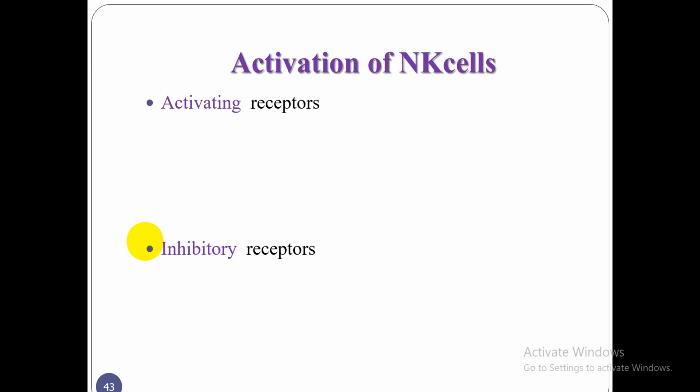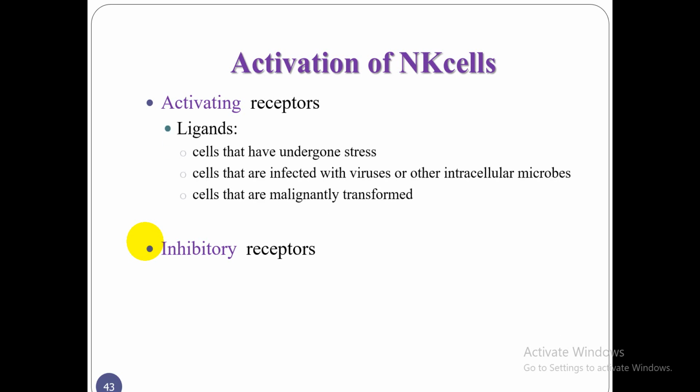NK cells have two types of receptors: activating receptors and inhibitory receptors. Activating receptors can recognize the cells that have undergone stress, the cells that are infected with viruses or other intracellular microbes, or the cells that are malignantly transformed. So these kinds of cells provide the ligands for activating receptors.